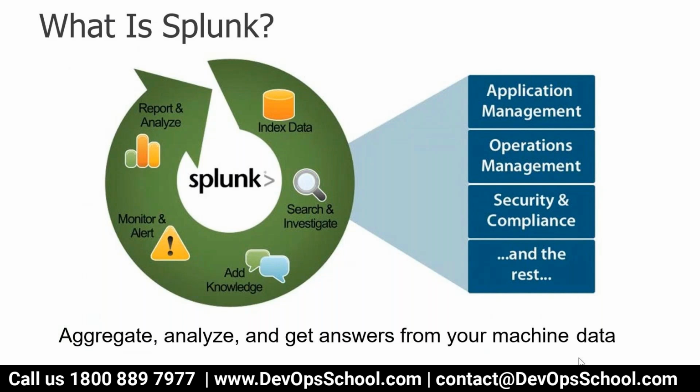Application management, operation management, security compliance, and many more. Application management means you are troubleshooting the application. Operation management means you are troubleshooting the infrastructure and stuff like that. And security and compliance means finding any loopholes, I mean the security challenges, in your application or infrastructure or network or whatever it is. So aggregate, analyze, and get answers from your machine data, and for that we are using Splunk.